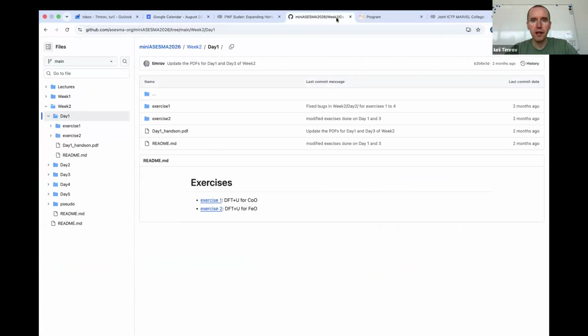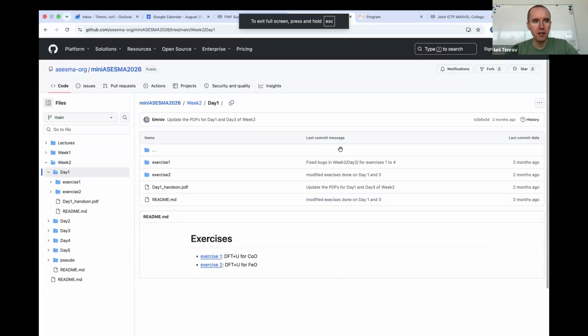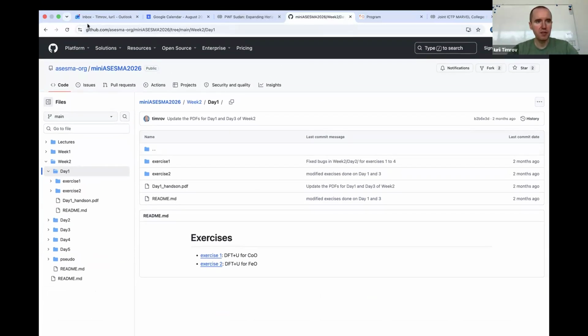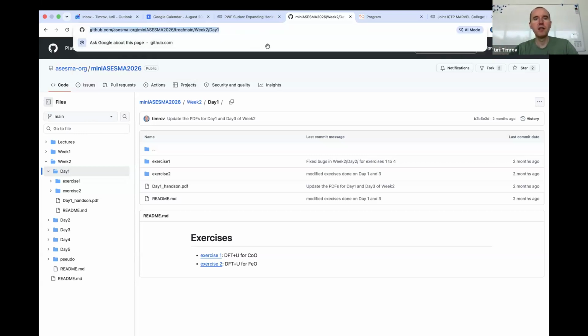Okay, so the hands-on today can be done using this material from the mini assessment school that we ran in June this year in Ghana. It was a two-week school in person. We covered different topics similar to the topics of this school, like DFT, DFT plus U, and phonons, and so on. So there are specific exercises for DFT plus U. Let me put this in the chat so you can have access to this web page.